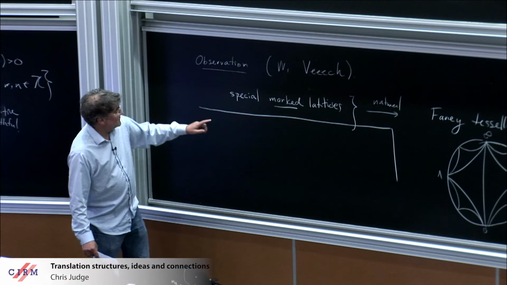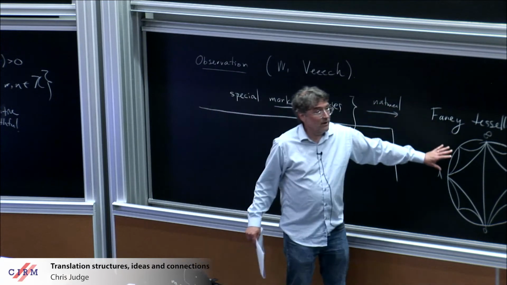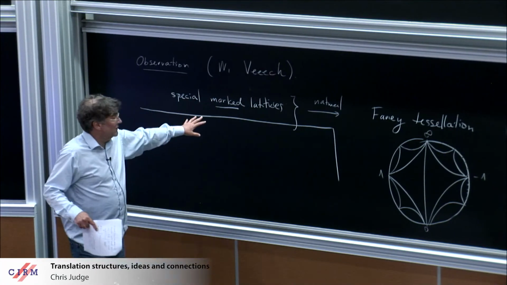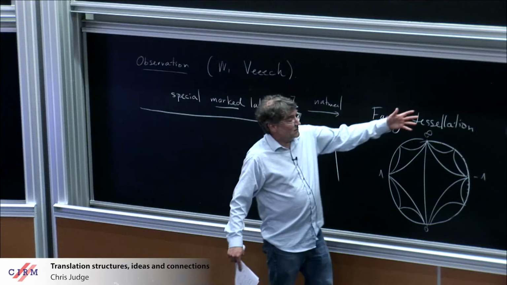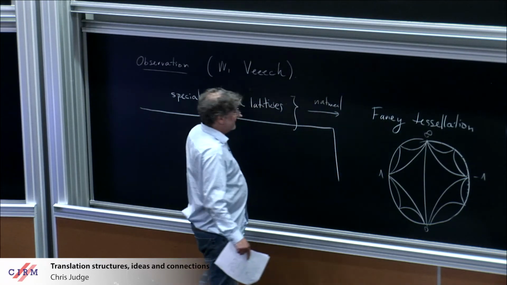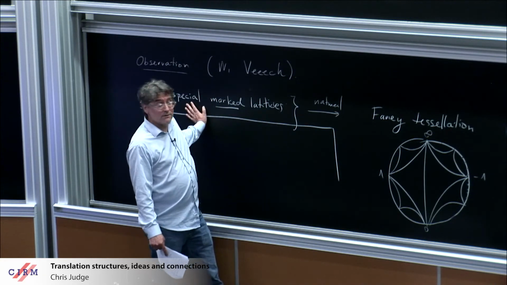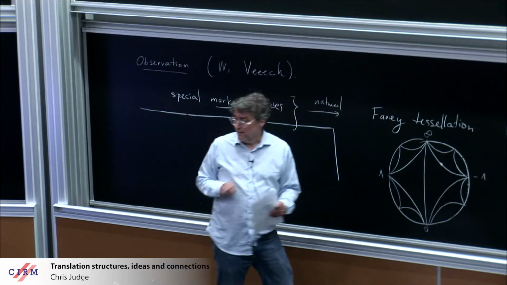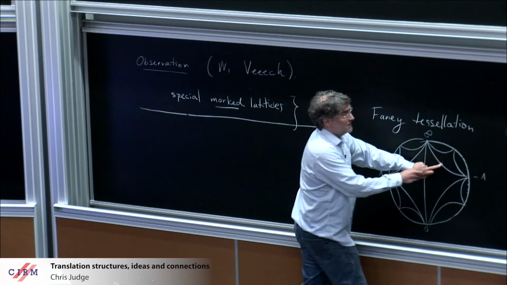Now, given a special marked lattice, I can obtain a point in the hyperbolic plane, because I look at the equivalence class of marked lattices up to rotation and rescaling, and that gives me a point in the hyperbolic plane. So I get a map here. And what I'm saying is that the image of that map, the image of the special marked guys, the special ones, is exactly the Farey tessellation. So for example, here, that's on the one skeleton.